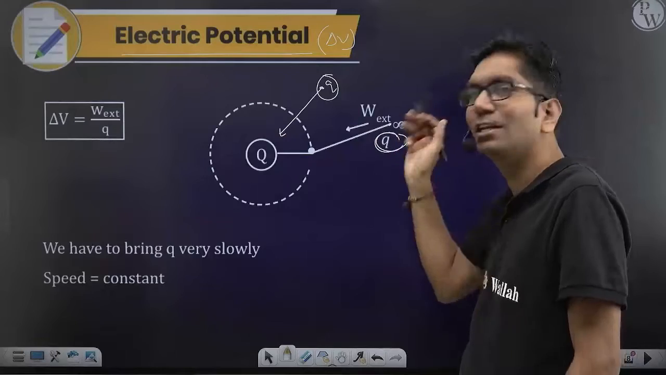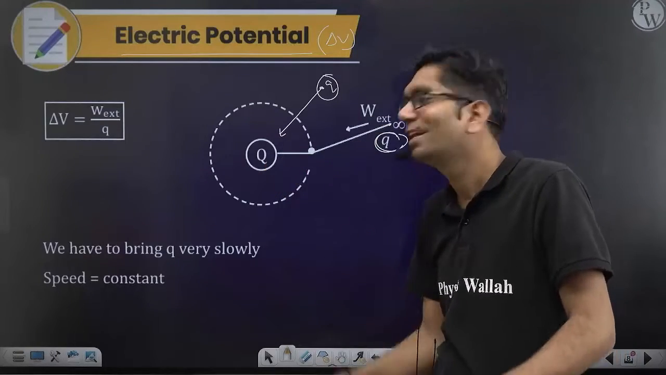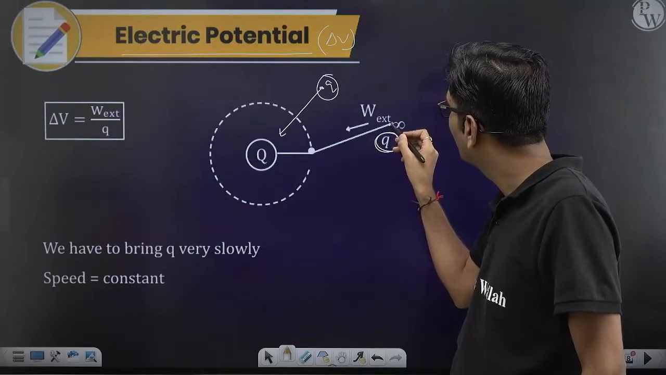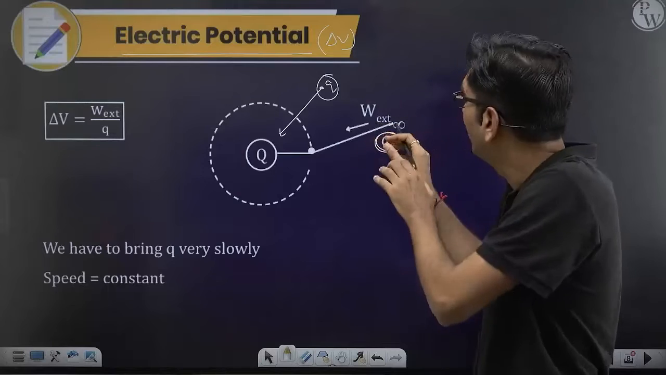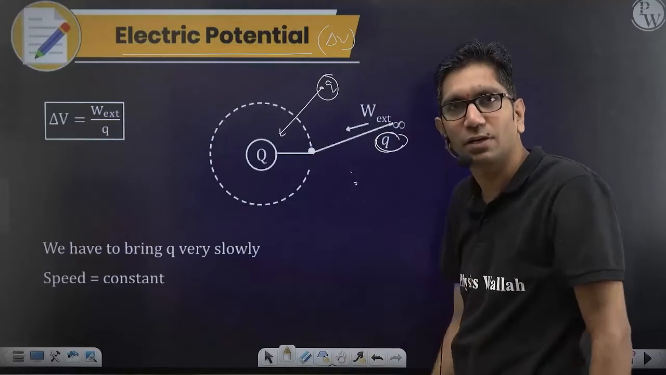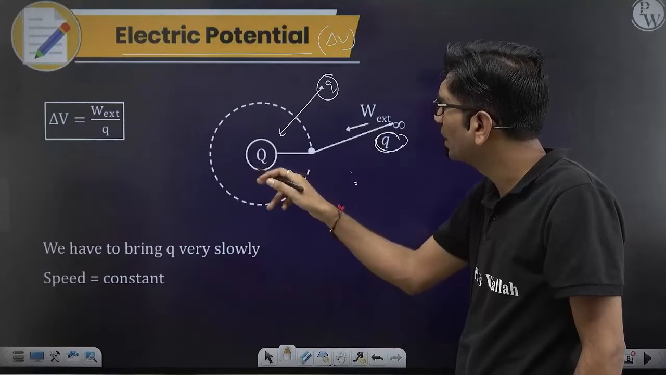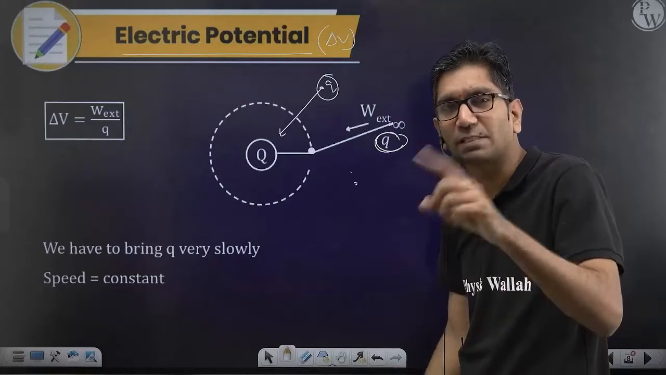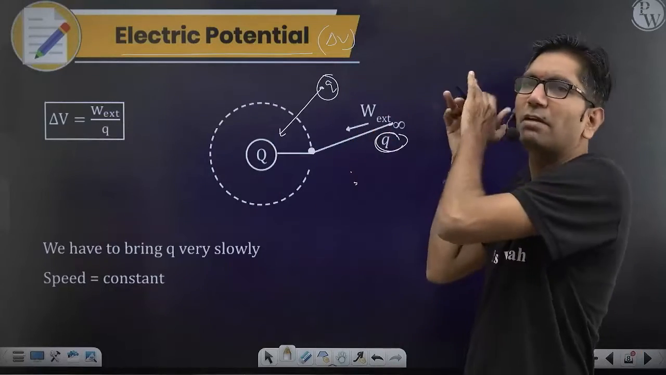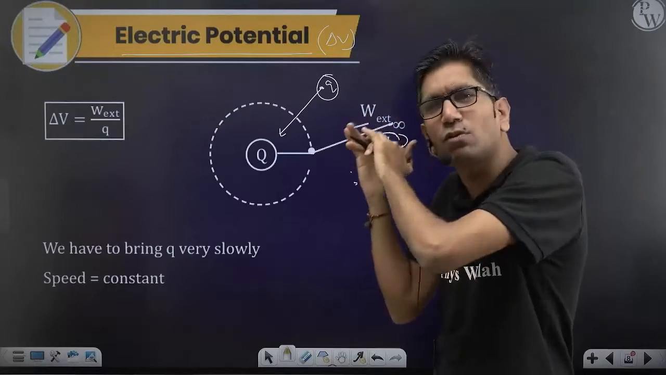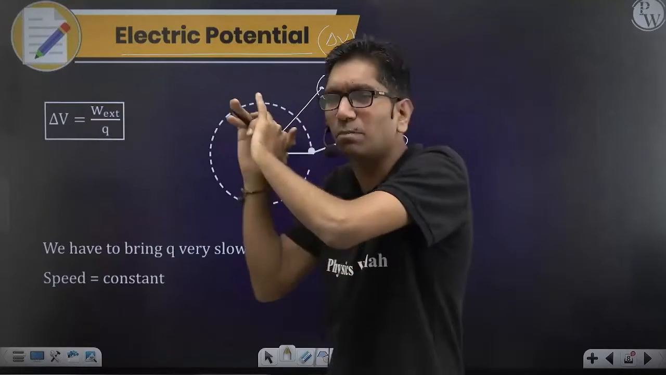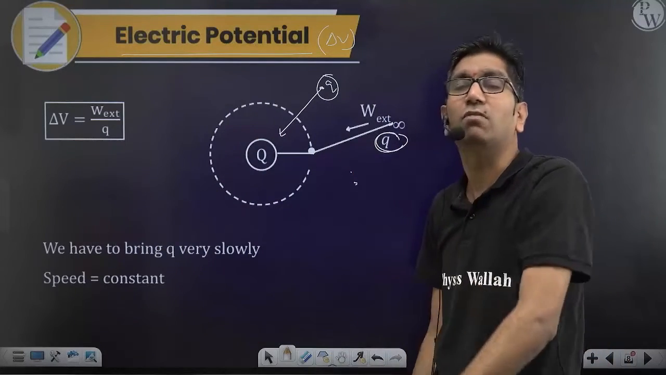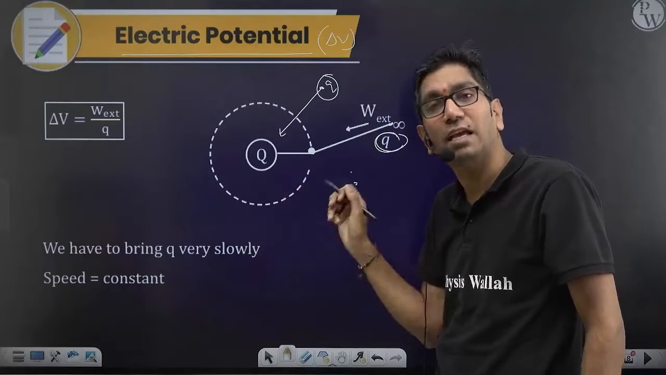If you keep a charge at infinity, then there is no force between this charge and this charge. Now from here I am bringing the charge and keeping it here. This is a positive charge and this is a positive charge, plus plus repel now, so it is moving in a backward direction. So firstly I am applying some external force, bringing the charge and keeping it finally here. So I am doing the work against the electric field.